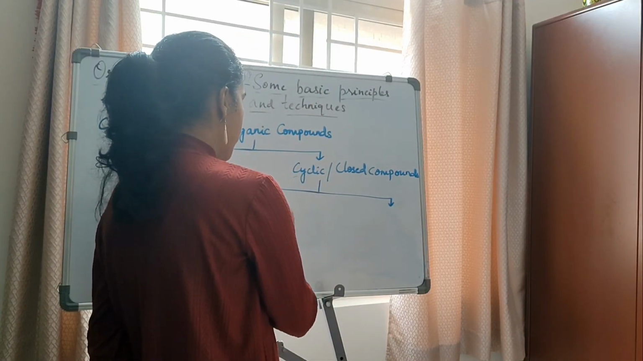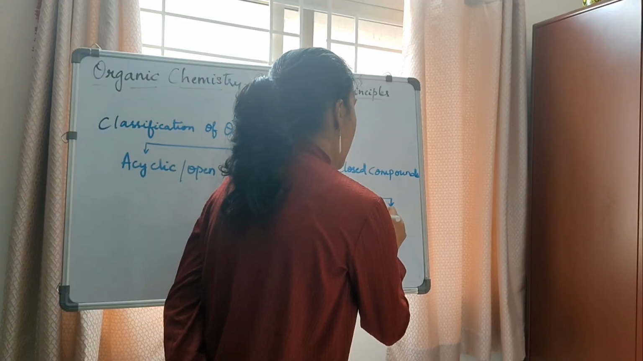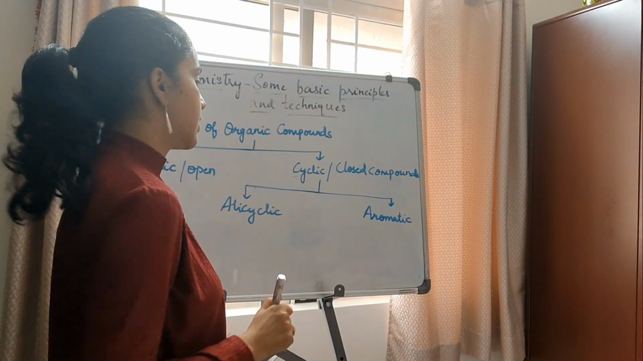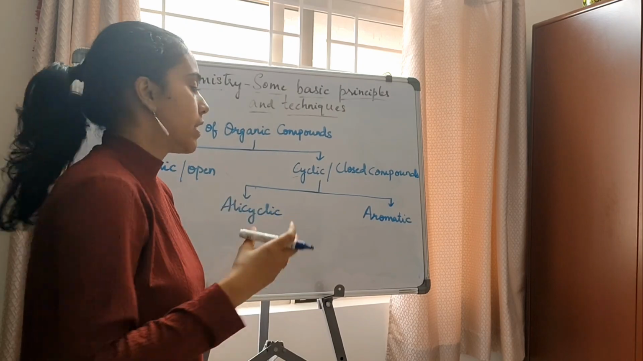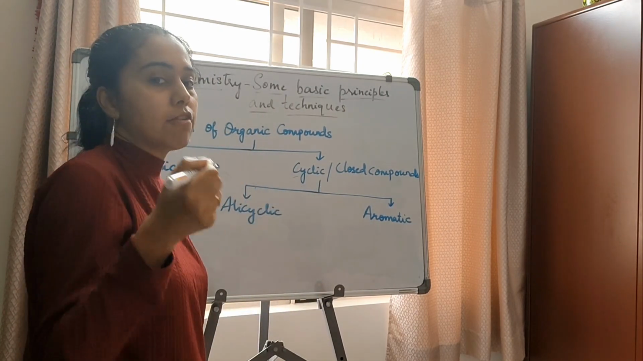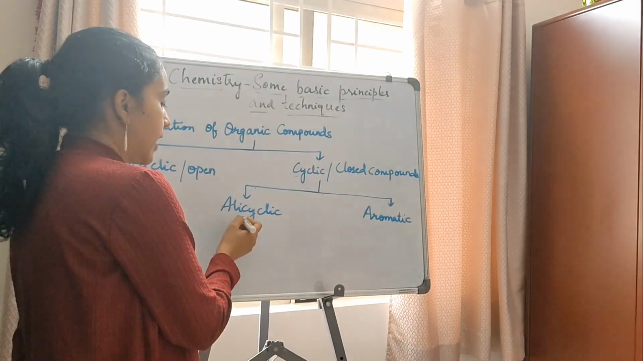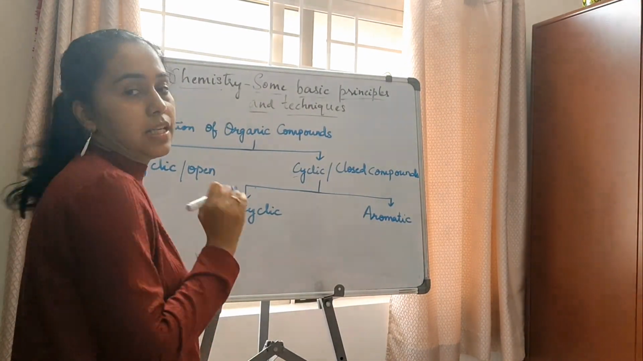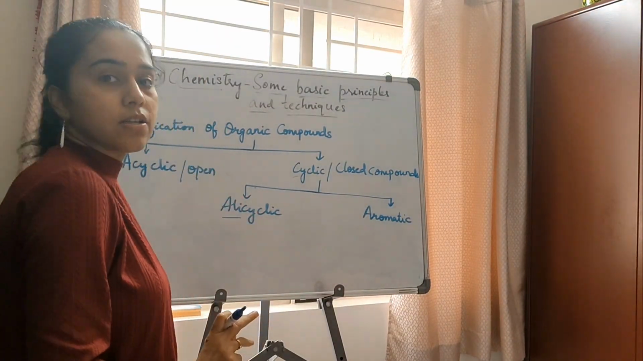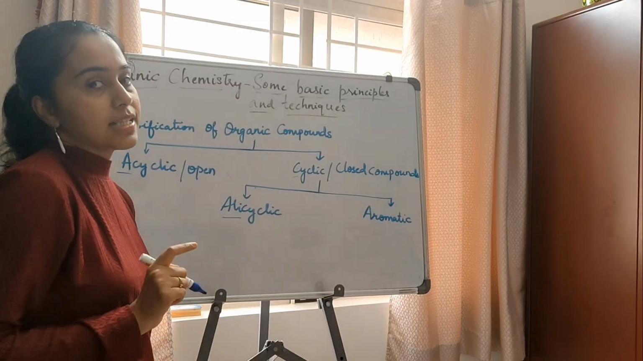Alicyclic compounds and aromatic compounds. How to remember this? In aromatic compounds, you have a ring. And for the second type, you just have to add ALI before cyclic, so you will get alicyclic and aromatic. Don't get confused. The first one was acyclic, whereas this is alicyclic.